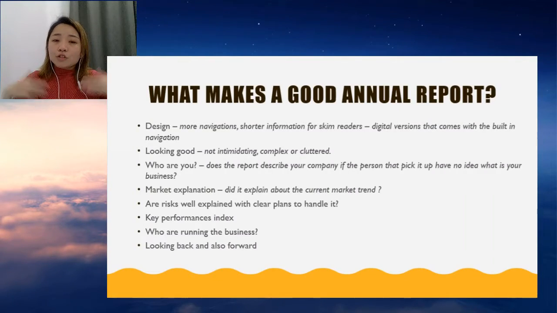Okay, and of course, did it explain about the current market situation again? And if there is a risk that's happening to a company, for example, like COVID-19, it's impossible for companies not to address the issue of COVID-19 within their upcoming annual report. So there's a risk. Every business comes with a risk, but was there a clear plan to handle the risk within the annual report?